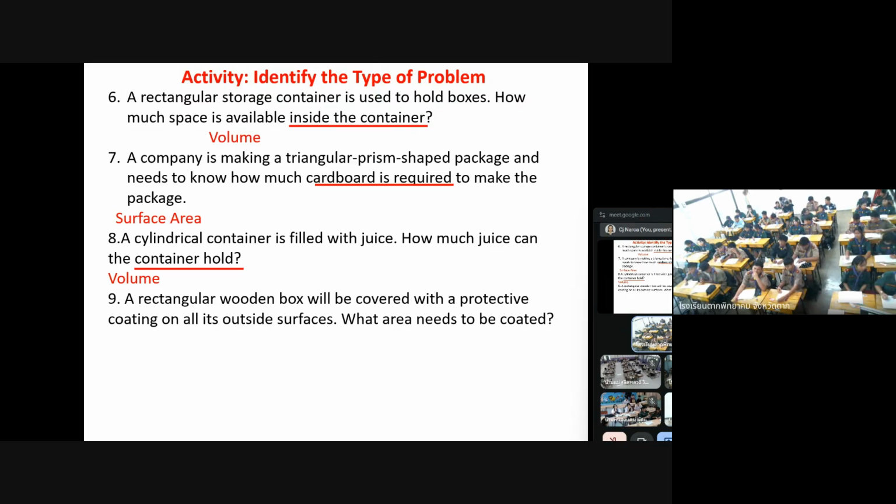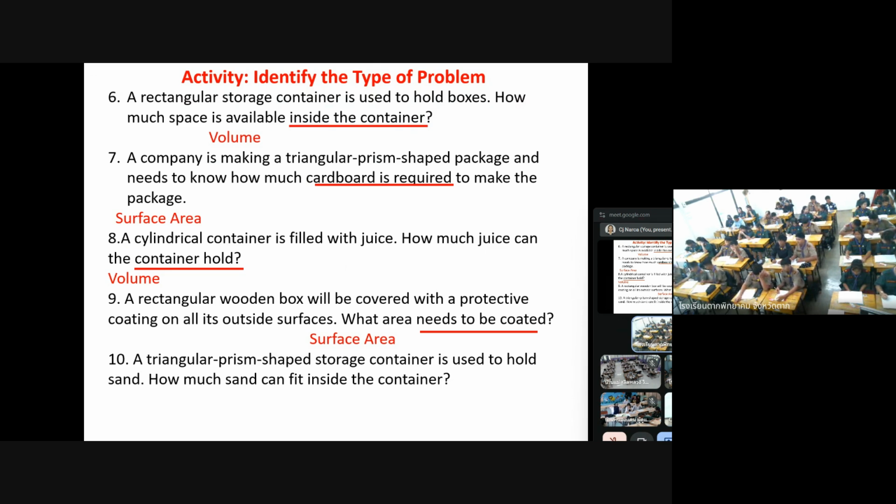Number 9. A rectangular wooden box will be covered with protective coating on all its outside surfaces. What area needs to be coated? Surface area, volume? Surface area. And the keyword is needs to be coated. Outside surface. It's okay.